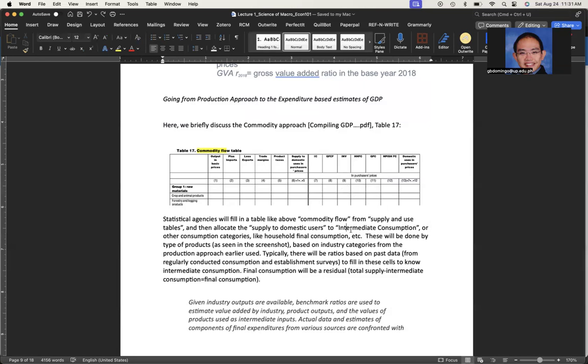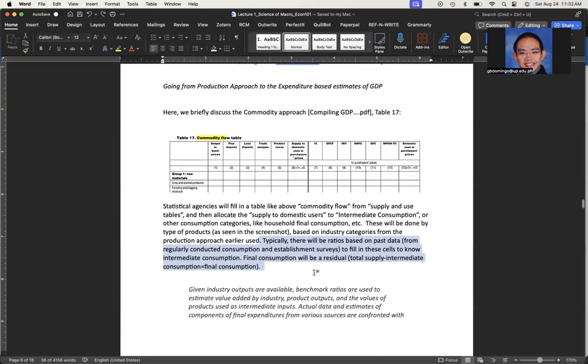And how are these done? Generally, it will be done based on industry categories. Typically, there'll be ratios based on past data from regularly conducted consumption and establishment surveys to fill in these cells to know intermediate consumption and the value of household consumption. Final consumption will be a residual. Total supply minus intermediate consumption equals final consumption. Of course, you'll also remove government consumption here as well.